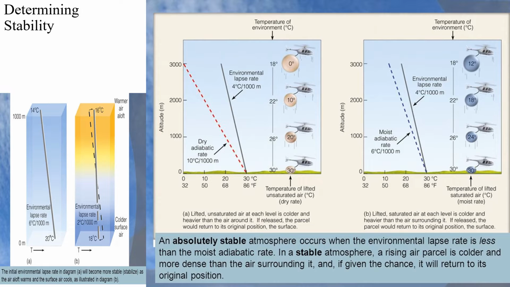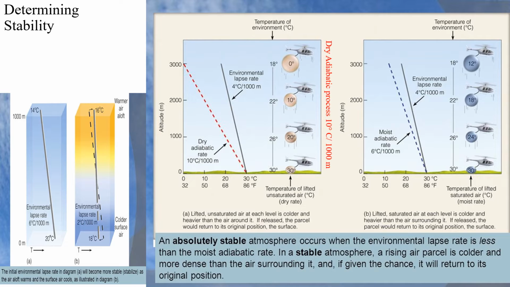If you look at this figure very closely, you will notice that as the air parcel rises higher, the temperature difference between it and the surrounding air becomes even larger. Even if the parcel is initially saturated, it will cool at the moist rate. The moist rate in this figure is 6 degrees centigrade per 1000 meters, and the parcel will be colder than its environment at all levels. So the moist adiabatic lapse rate is less than the environmental lapse rate here.